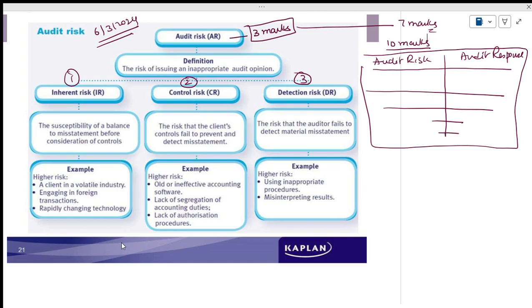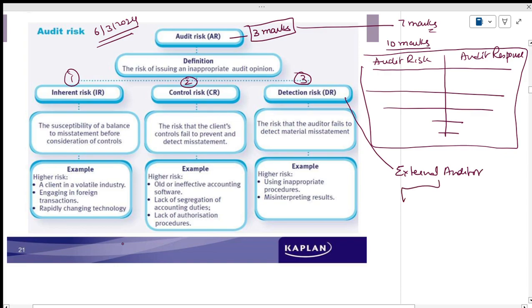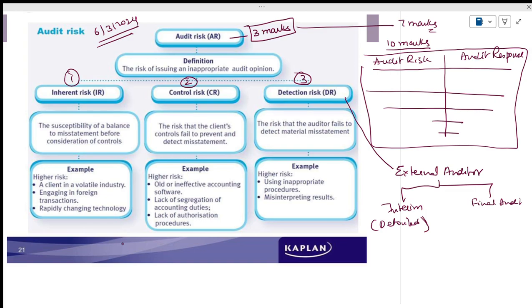Keep it in mind, the external auditor or statutory auditor will do two things: one with respect to the interim audit, and one with respect to the final audit. The interim audit will be in detail. The final audit will be on specific items like closing balances, confirmations, substantive procedures. We are not doing that much in the final audit, only selective issues. Interim audit in detail.